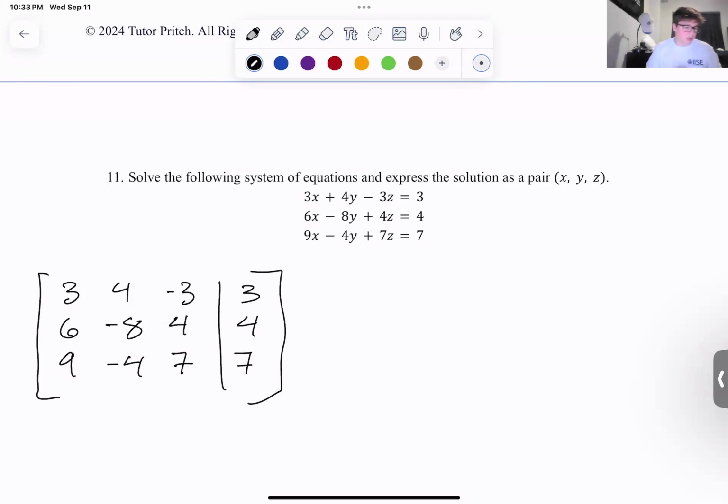3, 4, negative 3, 3, 6, negative 8, 4, 4, 9, negative 4, 7, 7. And now all you've got to do is second matrix. You can put it into your matrix. Second quit, second matrix, RREF. Second matrix, put your matrix in. And now, one tip I want to show you guys. Let's say you get a matrix. So this just happened to me.